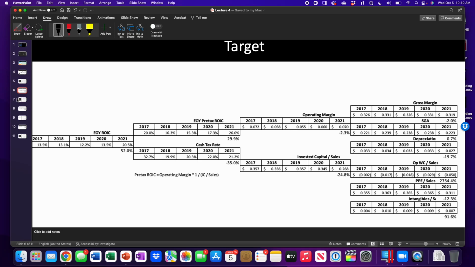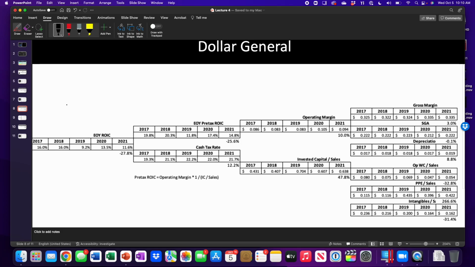Okay, this is Dollar General. I'm going to pause here for a minute or two and give you a chance to look at and absorb the Dollar General data, and then I'm going to ask for somebody to help me start walking through this, or I will call on volunteers, and you will forcefully volunteer, so one of the two. So I'll give you a couple minutes to look at Dollar General.